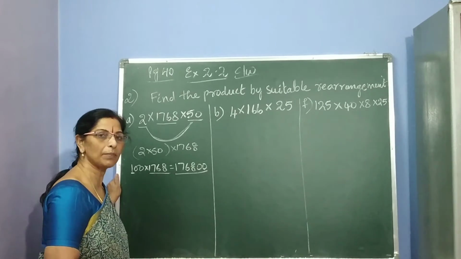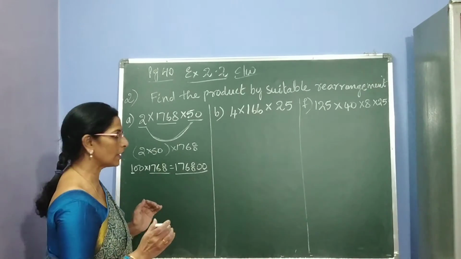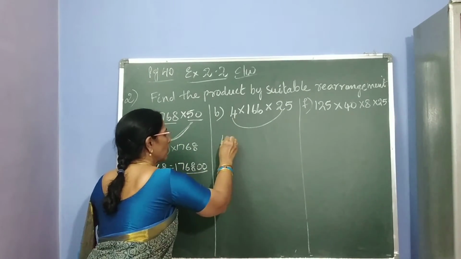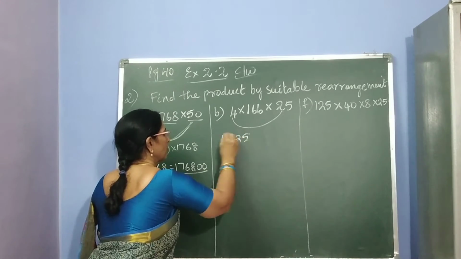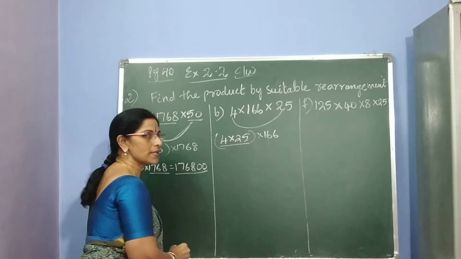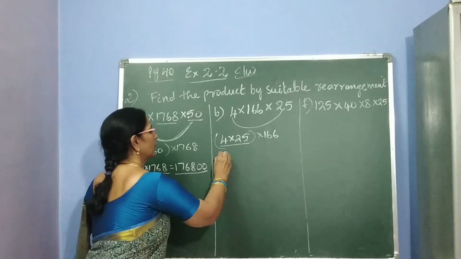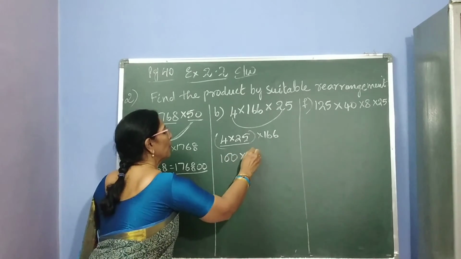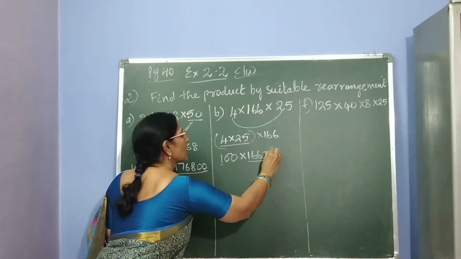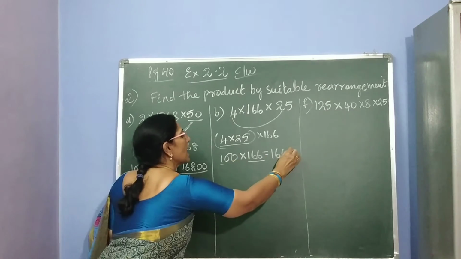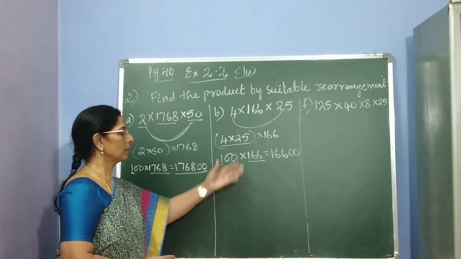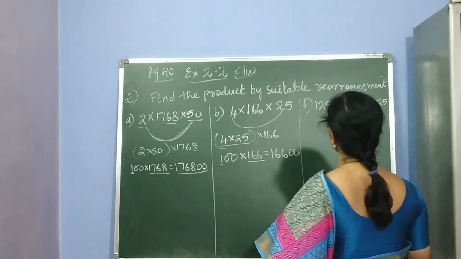Which two numbers can we keep in a group here? These two numbers, 4 into 25, into 166. 25 fours are 100, into 166. Multiplication with 1, the product is the number itself. How many zeros does it have? Insert those many zeros. That's it. Now come to this number, children. How many numbers are here?